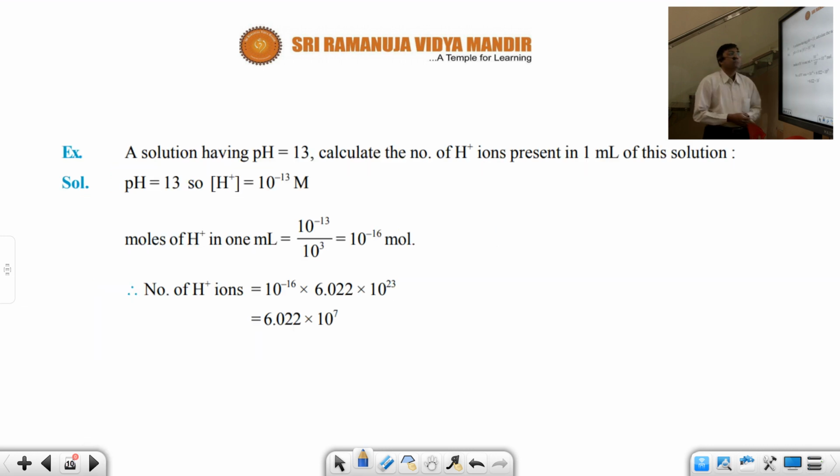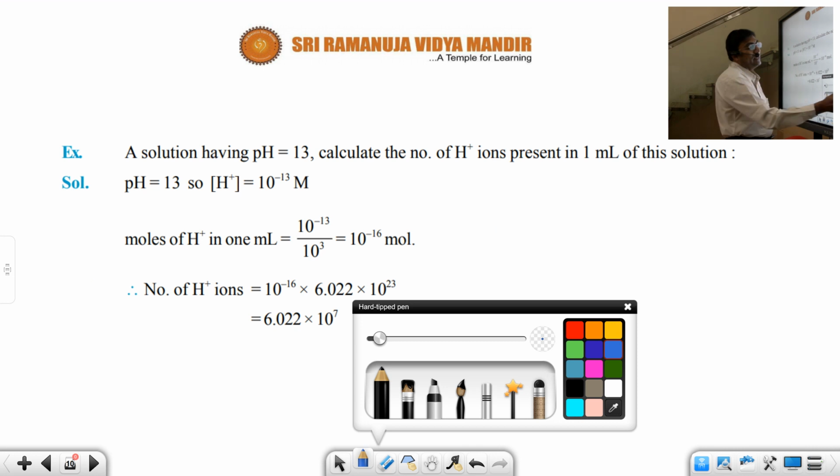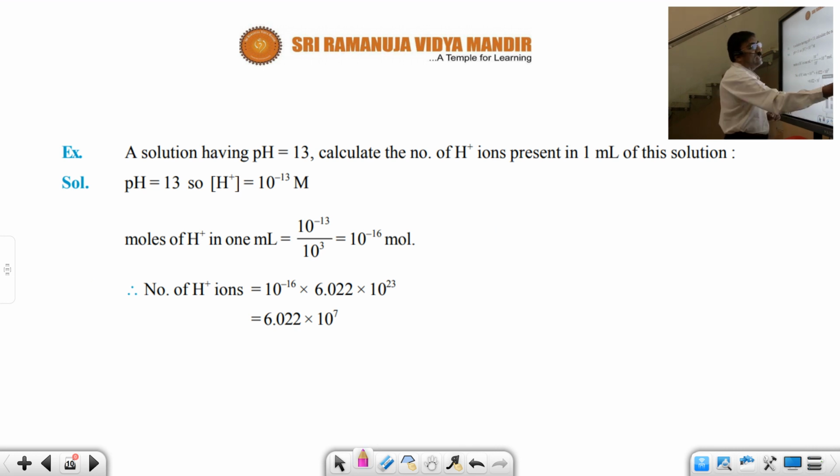Well, let us look at the next question. It's a very interesting question, but students get bewildered. Now, a solution is having a pH 13. That is H plus ion concentration is equal to 10 power minus 13 molar. Now calculate the number of ions present in 1 ml of the solution.